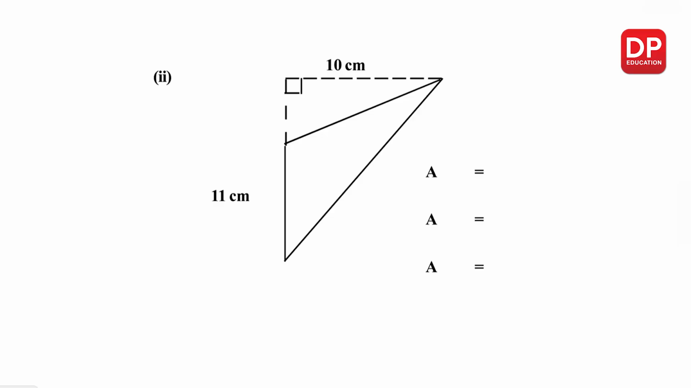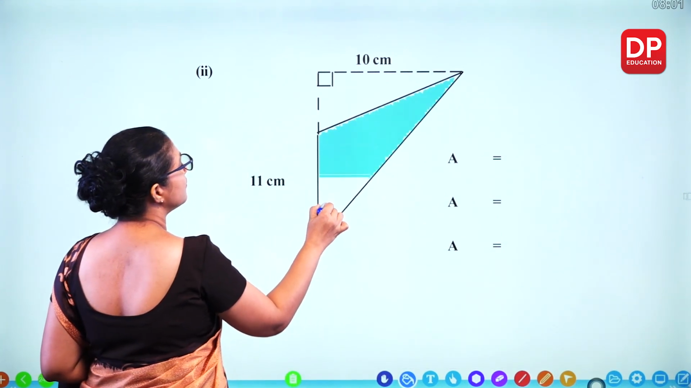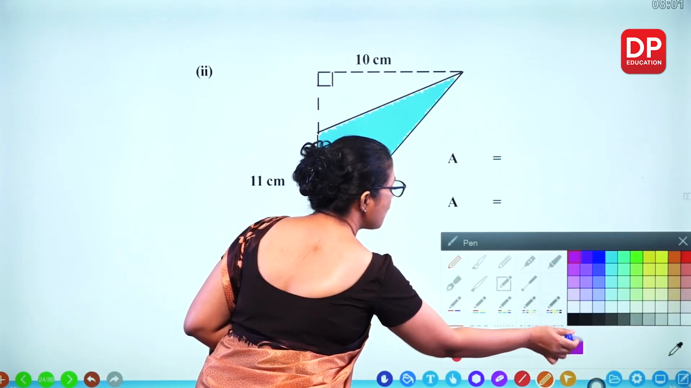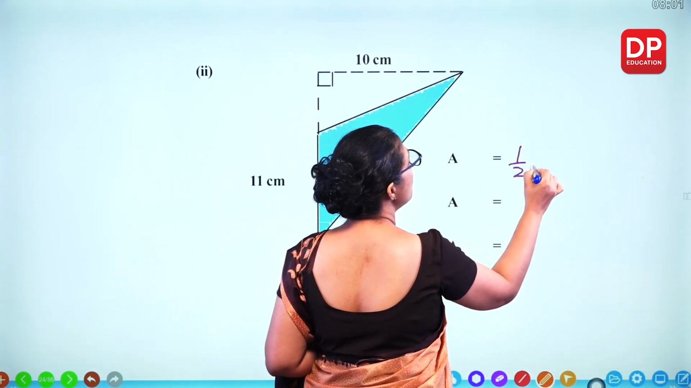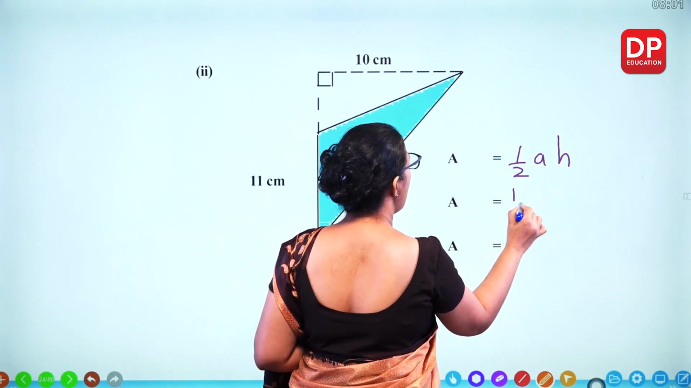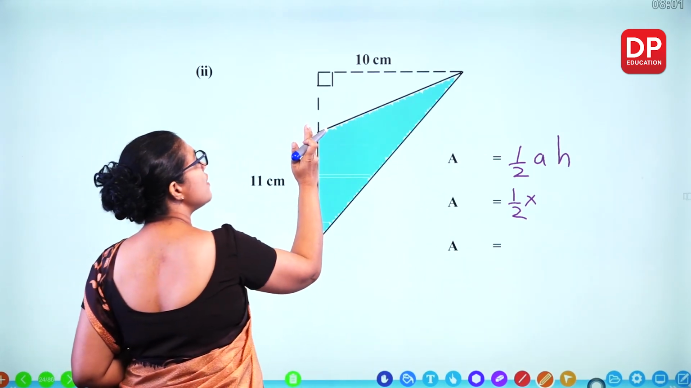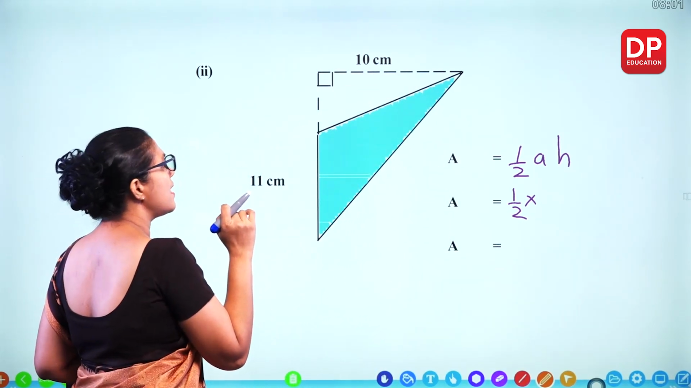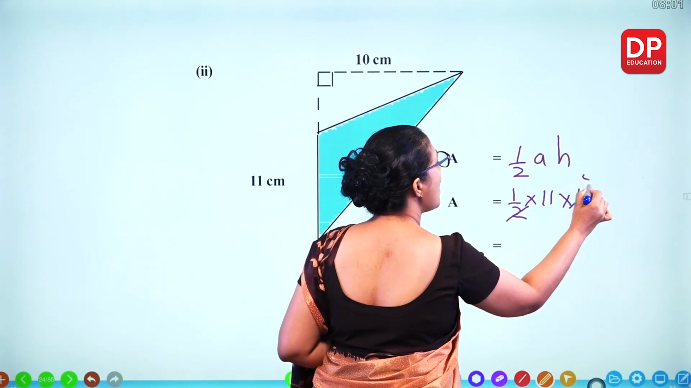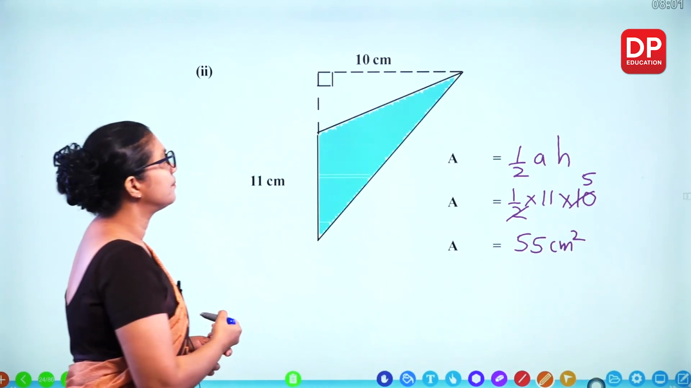Now find the area of this obtuse angle triangle. This one. So how do you find out this area? So use the formula half into AH. A is the base length. Half into 11. This is the base length. And the perpendicular height is 10. 11 into 10. 2 times 5, 11 times 5, 55 square centimeters.